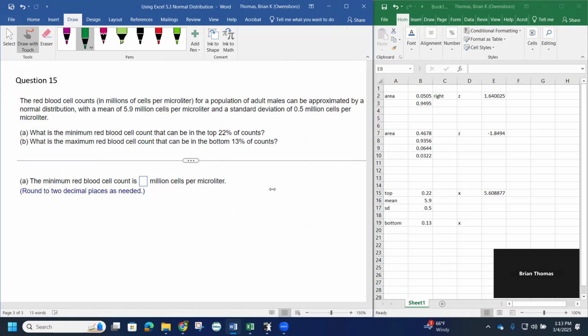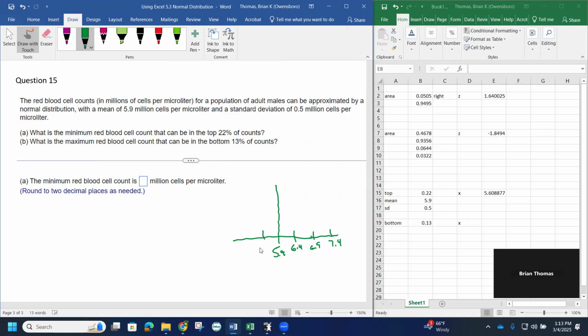So again, if I draw this out a little bit, actually, we don't have z-scores this time. The mean is 5.9, and this 0.5 is your standard deviation. So 5.9 plus 0.5 would be 6.4. Then if I add another 0.5, it's going to be 6.9. Then another 0.5 would be 7.4.